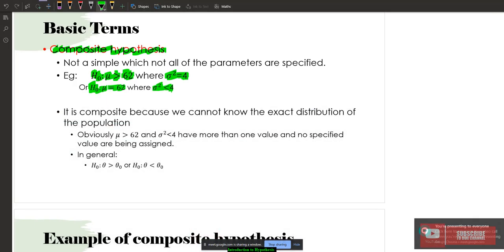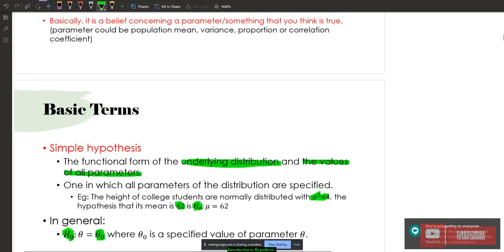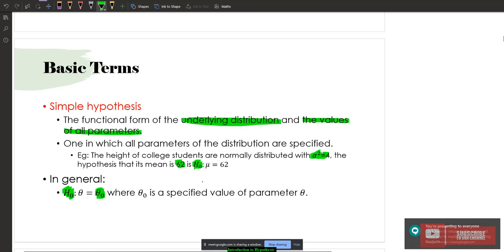I hope you understand. So I repeat again. For a simple hypothesis, the null hypothesis or alternate hypothesis should have a specified value, either in mean or variance.